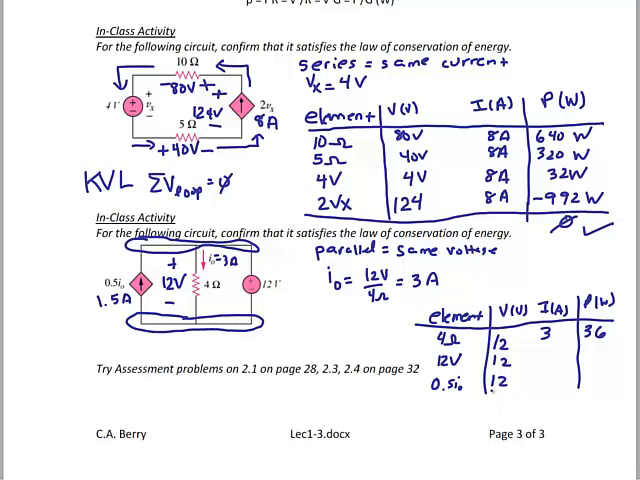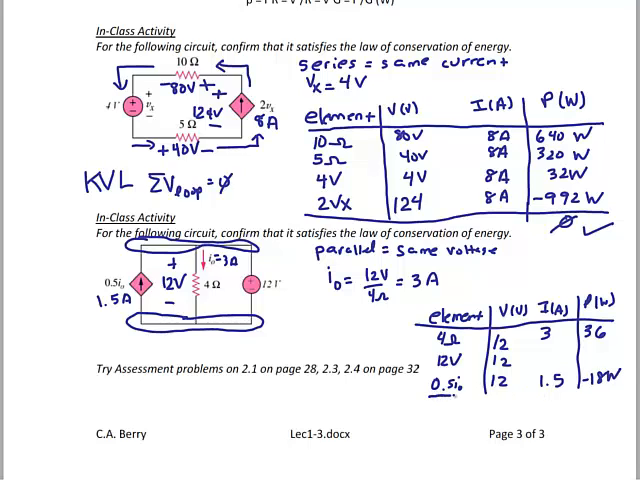The dependent current source has a voltage of 12 volts and a current of 1.5 amps. We just found that. And we know that for that element, the current flows from the negative to the positive based upon the polarity of the voltage. So it delivers power, and it would deliver 18 watts.